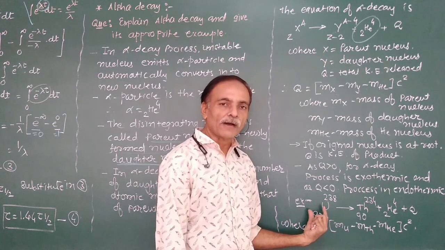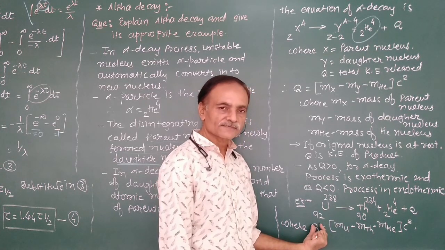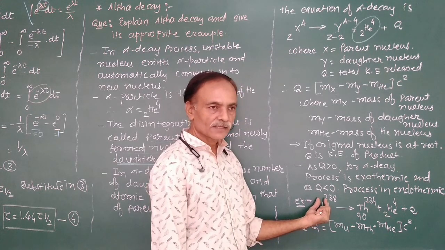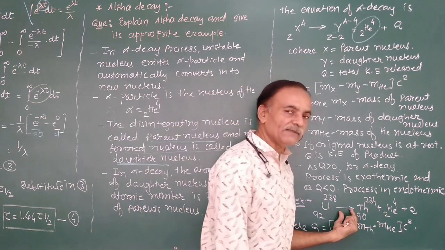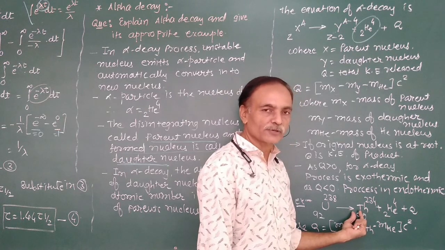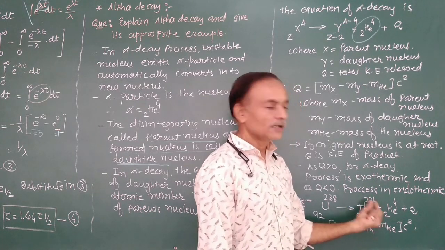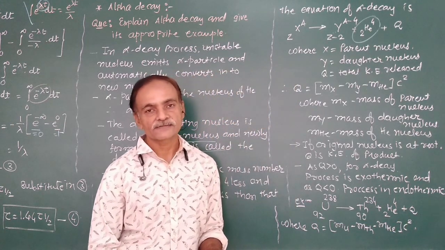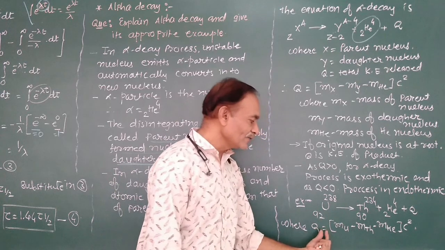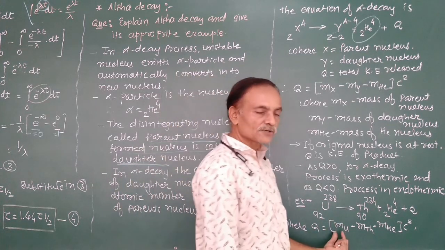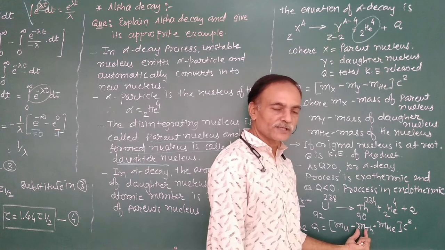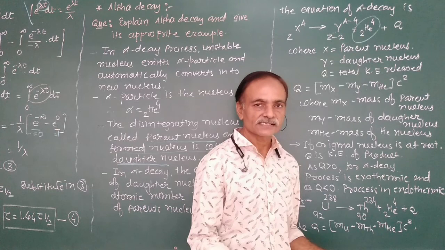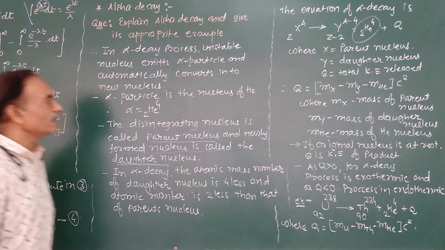Now the example of alpha decay from the uranium nucleus. The uranium nucleus is a heavy nucleus, 92 U 238. When alpha decay takes place, this uranium nucleus is converted into thorium 90 Th 234 plus a helium nucleus, plus Q amount of energy is also released. This Q is equal to the mass of the uranium nucleus minus the mass of thorium minus the mass of helium, into c square. Clear this? Okay.